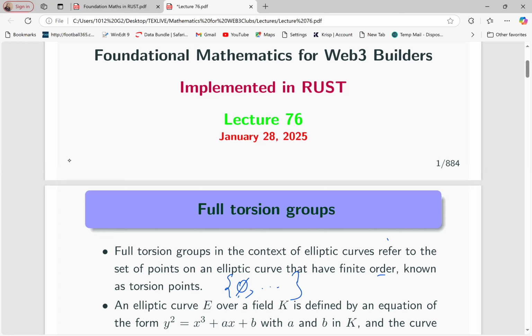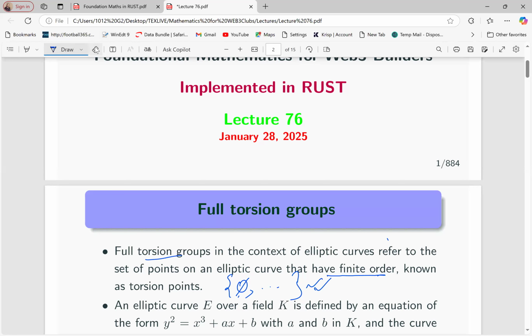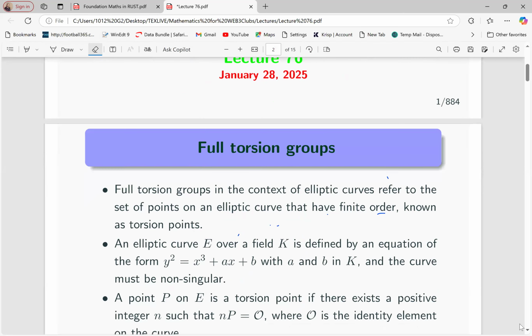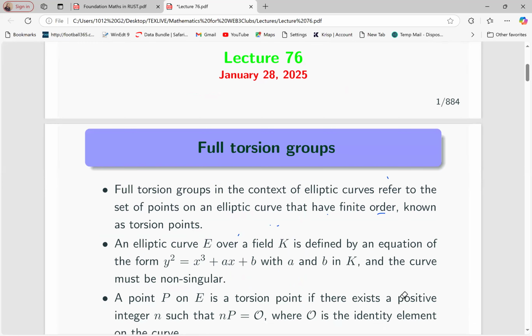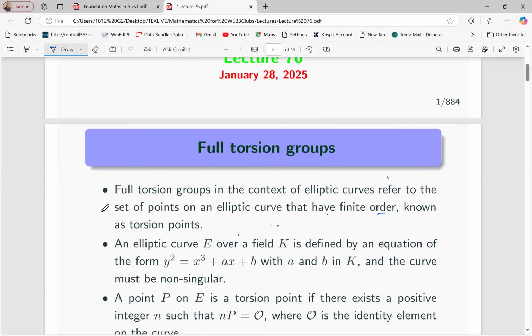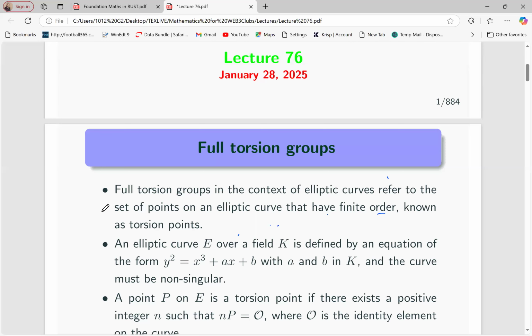Now, if this set of points consists of points that are of finite order, then we shall call this group a torsion group. If all the points are of finite order here, then we shall call it a torsion group. Of course, to make us understand this, we can proceed so that we'll get what that means. We already know the definition of an elliptic curve, but I will just define it again. This is the short Weierstrass elliptic curve.